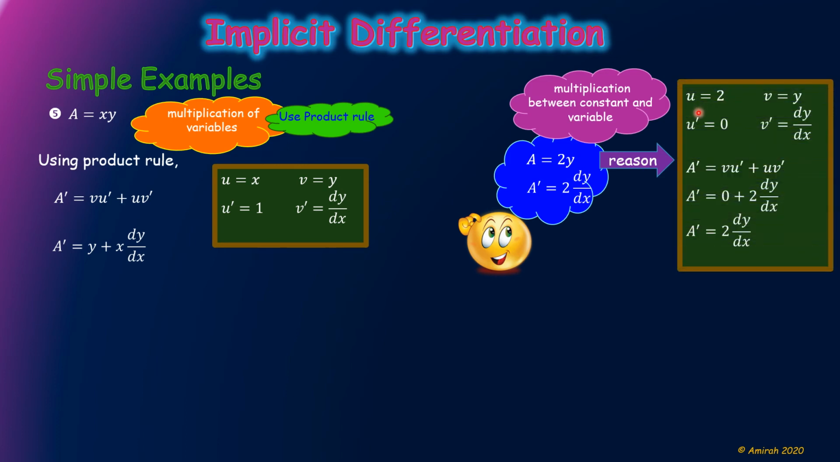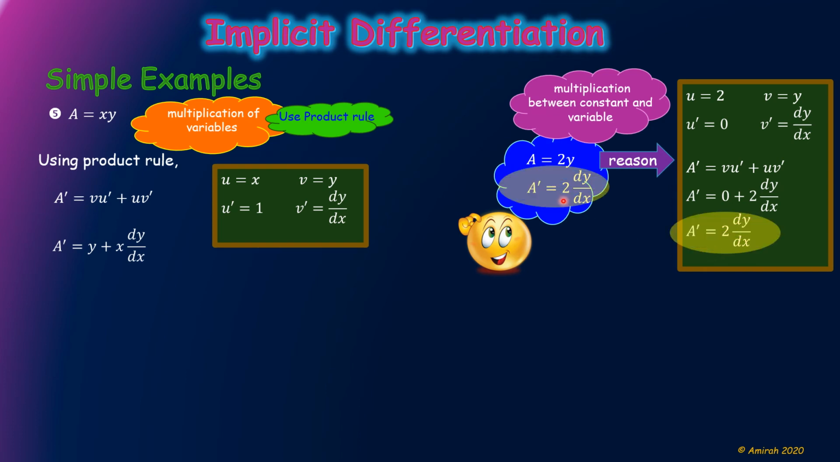Why can we still use the product rule? Because let's say we define u equals 2 and v equals y. We differentiate 2, it becomes 0, and we differentiate y, it becomes dy over dx. Then we substitute into the product rule formula, so we have a prime equals v u prime plus u v prime. We replace v times u prime, y times 0, which is 0, plus u times v prime, so 2 times dy over dx. The answer equals 2 dy over dx after we simplify.